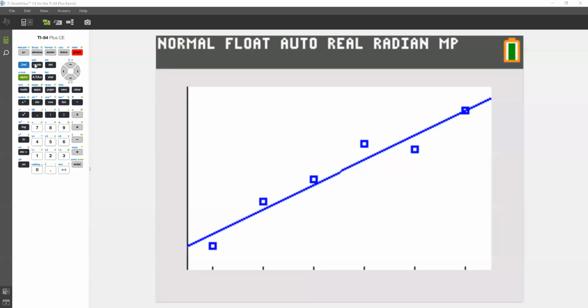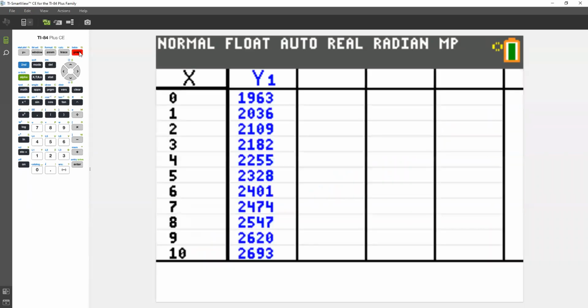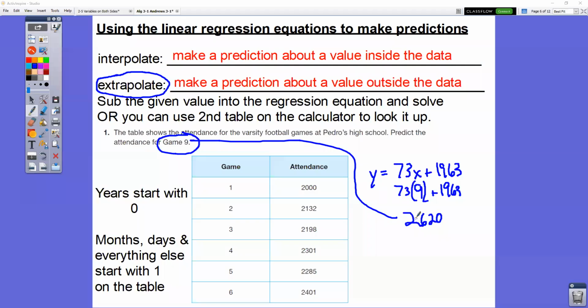We could also use the calculator to make that prediction, by going to second and table, just like you did in the last chapter. If we hit second and table and go down to 9, notice that for our line, which is a prediction of our data, we have 2,620. That's the same thing we got by subbing it back into the equation.